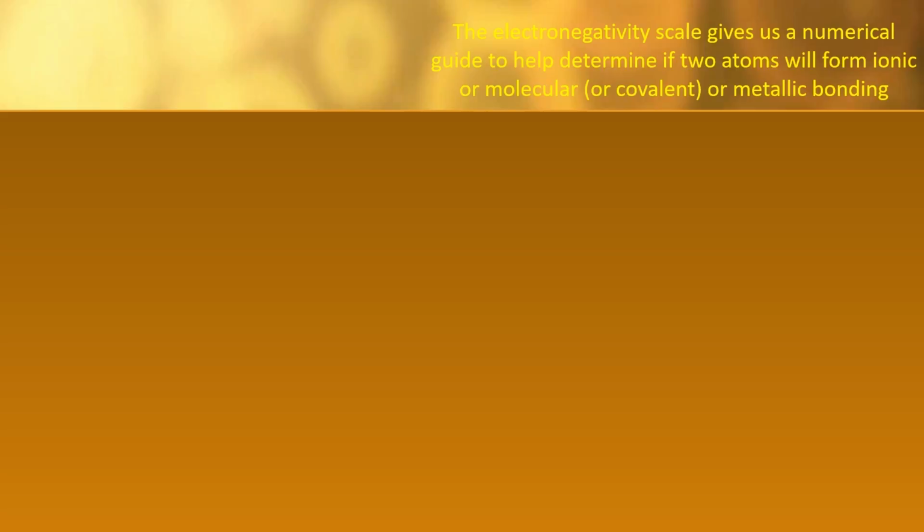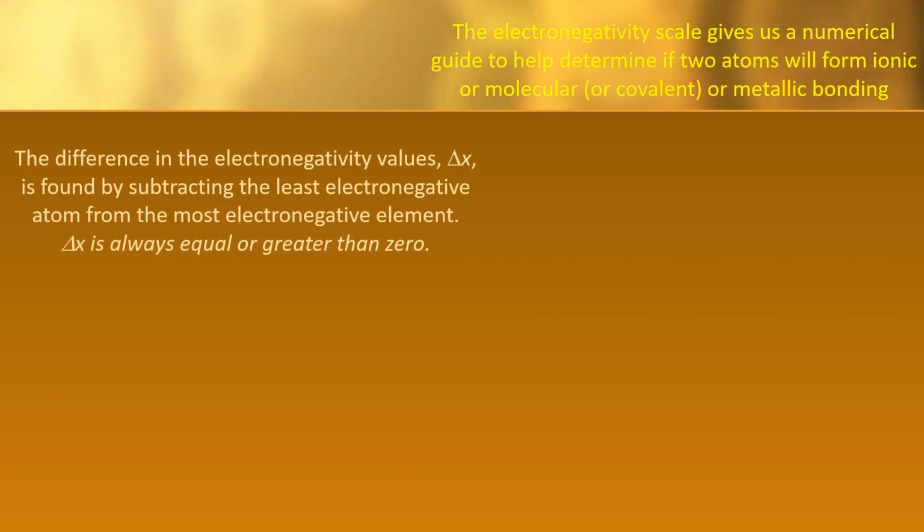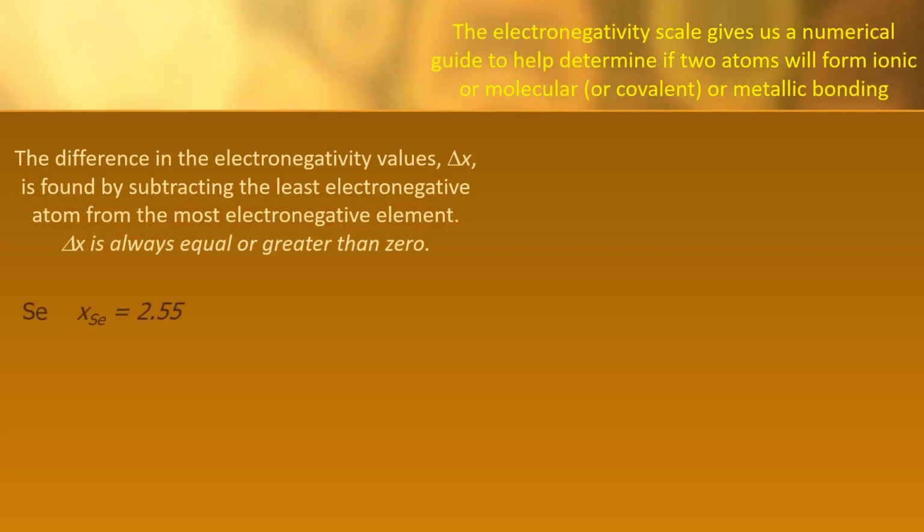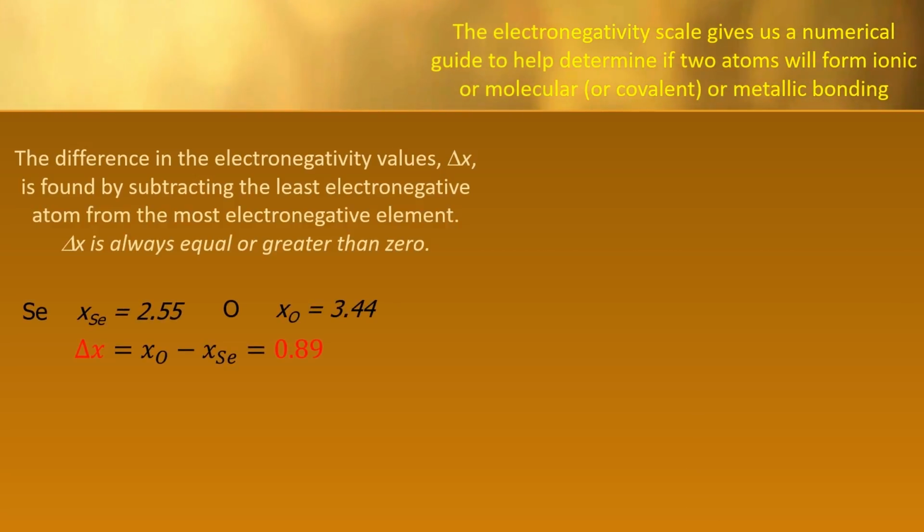We will outline a method using electronegativities that can help us identify the different bonding. First, we want to take the difference in the electronegativity values, subtracting the least electronegative atom from the most electronegative element. This difference should always be, well, a positive number. For example, let's look at a selenium and oxygen bond. The electronegativities for selenium and oxygen are 2.55 and 3.44 respectively. The difference then would be 3.44 minus 2.55, giving us 0.89.